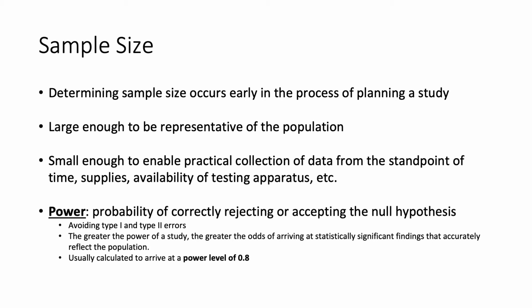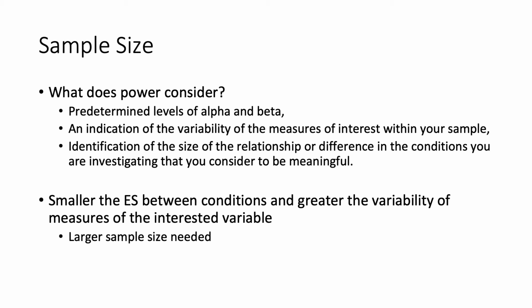A software that we can utilize or calculate to determine how many participants we need is power. So power is the probability of correctly rejecting or accepting the null hypothesis. So really, we are trying to avoid type 1 and type 2 errors. The greater the power of a study, the greater the odds of arriving at statistically significant findings that accurately reflect the population. And usually power is calculated at a level of 0.8. Depending on your study design, you will need to calculate an acceptable level of power. However, this may vary depending on certain information.